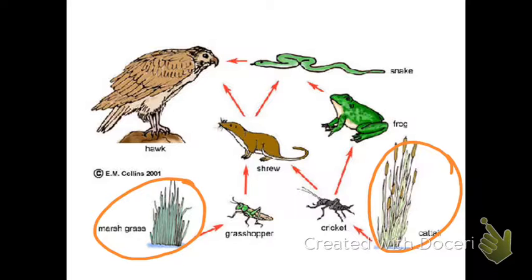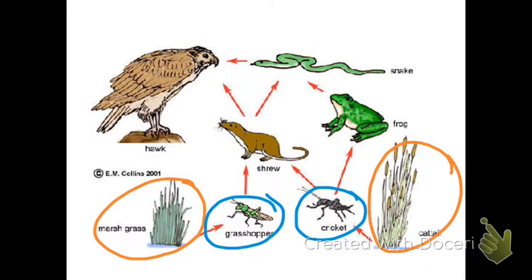We see now, I'm going to use a different color. I'm going to use blue, and I'm going to circle our primary consumers. Remember, primary consumers are also our herbivores. So our grasshopper and our cricket. Those are the only two that are eating just the grass or the cattails, so they are going to be considered our primary consumers.